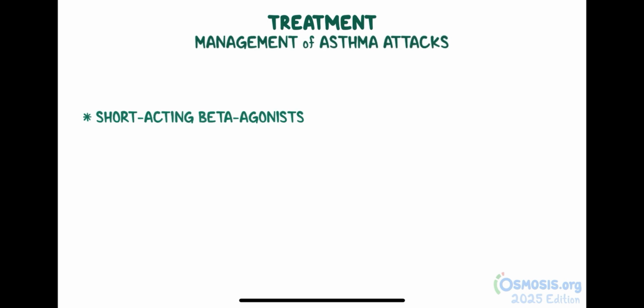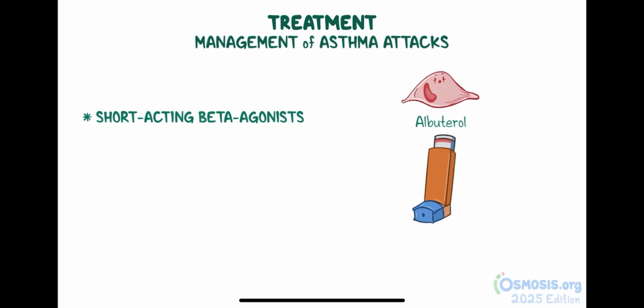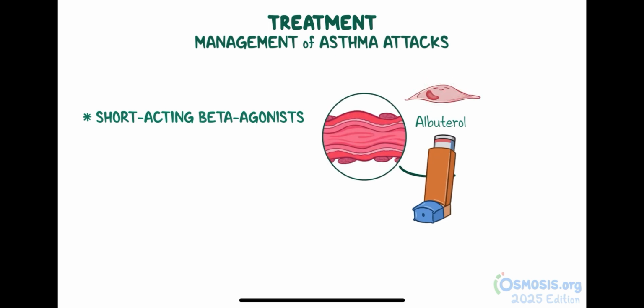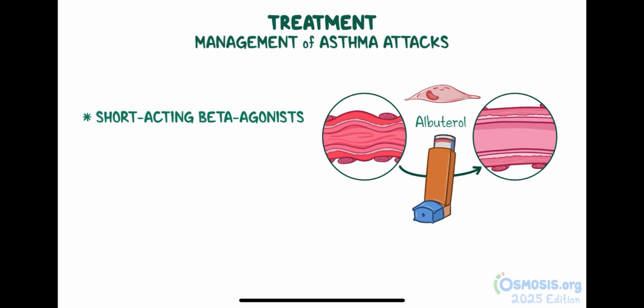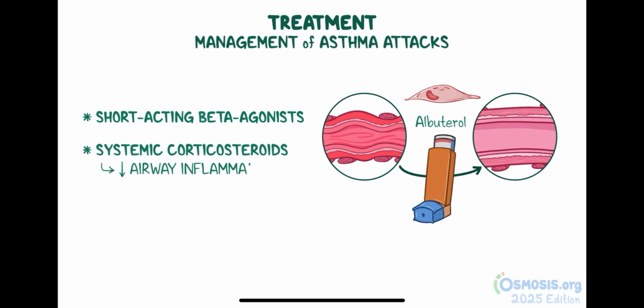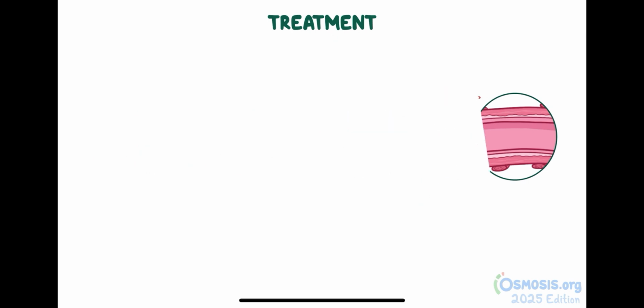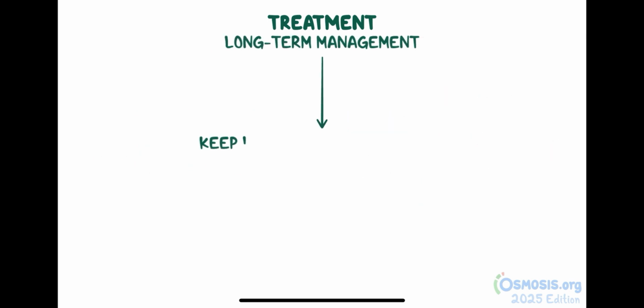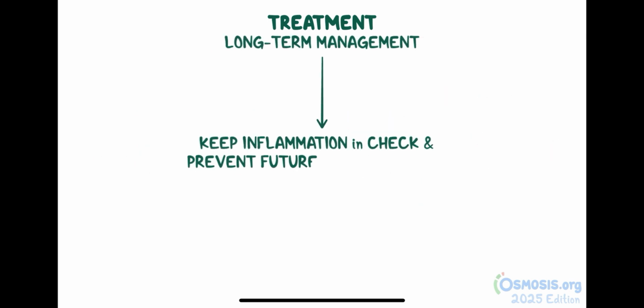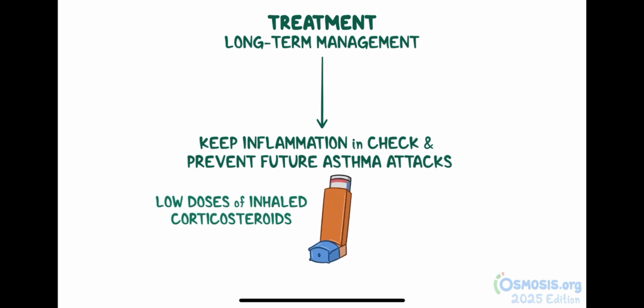In both types, the management of asthma attacks involves inhalation of short-acting beta agonists, like albuterol. These medications relax smooth muscle cells in the airways, causing bronchodilation and making breathing much easier. Additionally, systemic corticosteroids can help reduce airway inflammation. On the other hand, long-term management aims to keep the inflammation in check and prevent future asthma attacks. That's where low doses of inhaled corticosteroids and long-acting beta agonists come in.